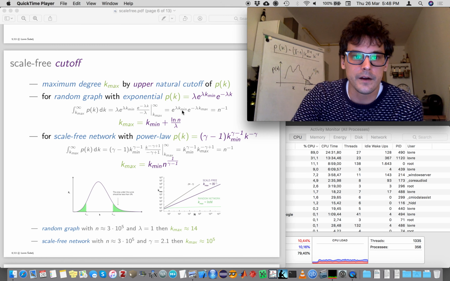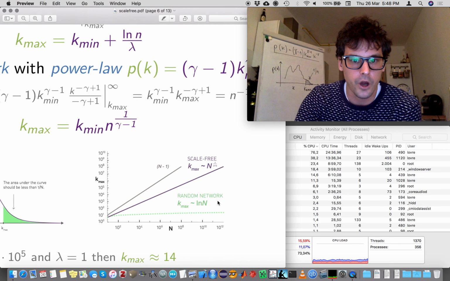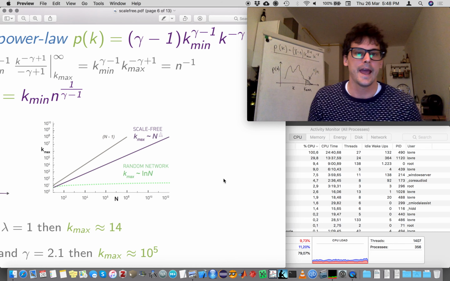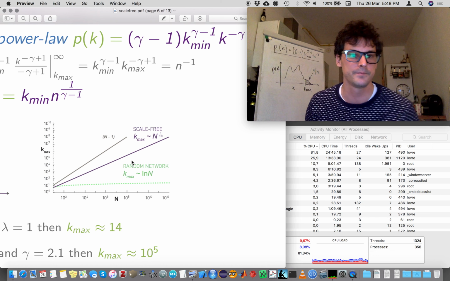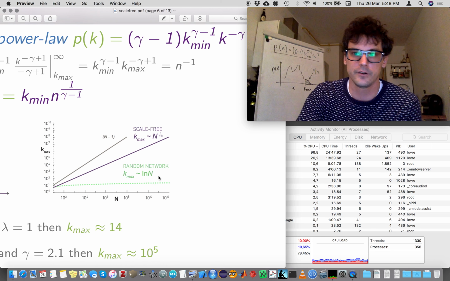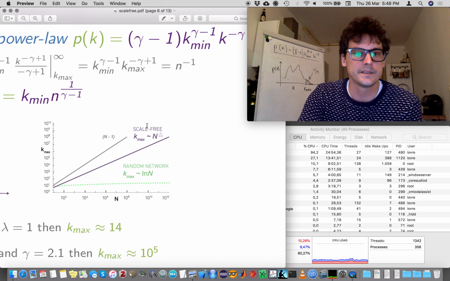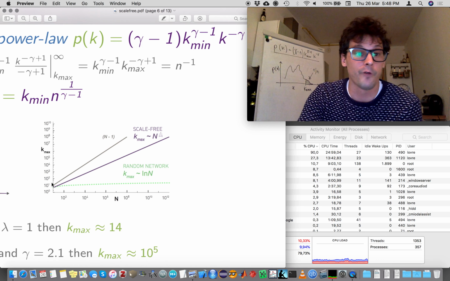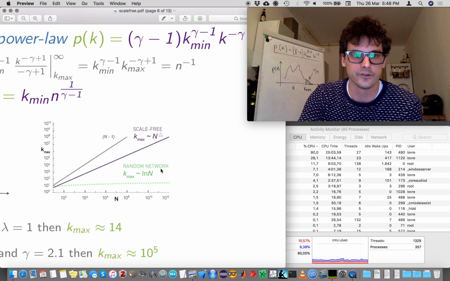To more clearly see the difference between these two functions, here is a plot on again double logarithmic axis. In the case of a random network or a network with exponential degree distribution, the k sub max will scale as a logarithm of n, so it will scale very slowly. However, in the case of a scale-free network with a power law degree distribution, k sub max will scale as some polynomial of n, so it will scale much quicker than in the case of a random network.